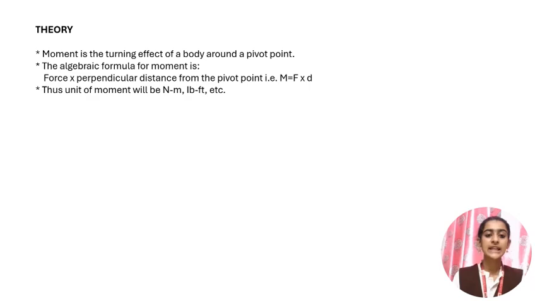Theory. Moment is a turning effect of a body around a pivot point. The algebraic formula for moment is force times perpendicular distance from the pivot point, that is M equal to F into d. The unit of moment would be N m, etc.